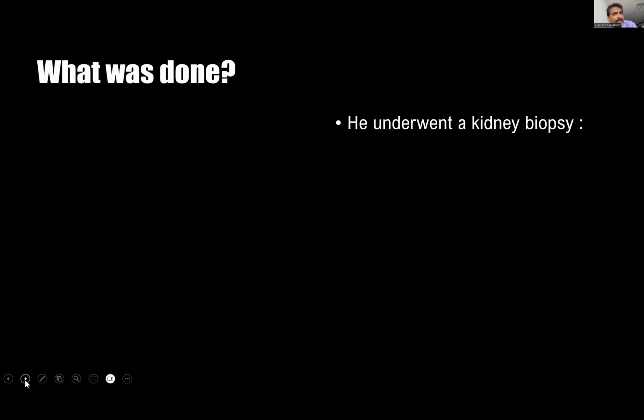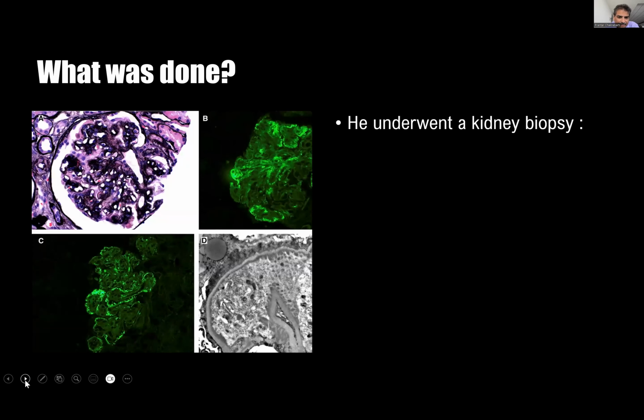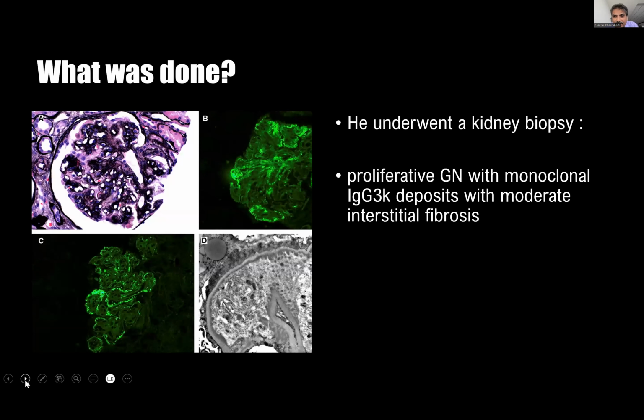Sometimes these people already have underlying kidney disease. The kidney is shrunken, and the nephrologists say kidney biopsy cannot be done. But those who know how bad MGRS is will swear on a renal biopsy, and I'll show you the reason after some time. This was the kidney biopsy, which showed proliferative glomerulonephritis with monoclonal IgG3 kappa deposits with moderate interstitial fibrosis. Now, if you're not doing the kidney biopsy, then how will you diagnose it, right?